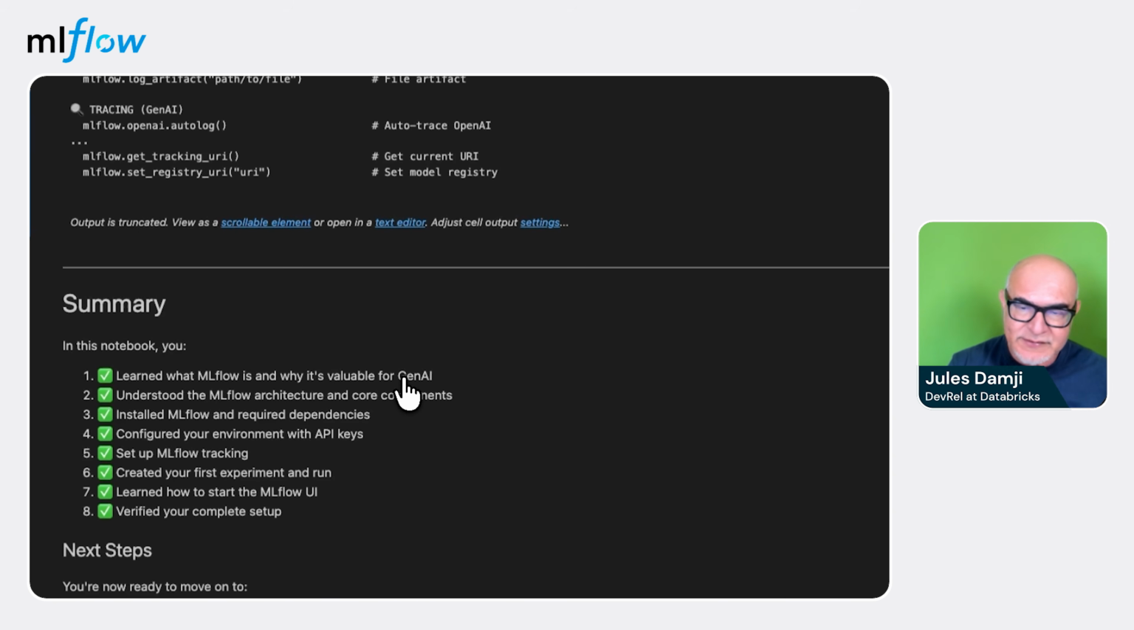We installed the dependencies for that. We configured an environment using our API keys. We looked at how to set up your tracking server on a local machine. We had a good idea of what it looks like in the UI, and we verified our setup using that. So that was essentially a very first, very basic tutorial to get started. And now we'll go to the next one where we actually do the experiment tracking.